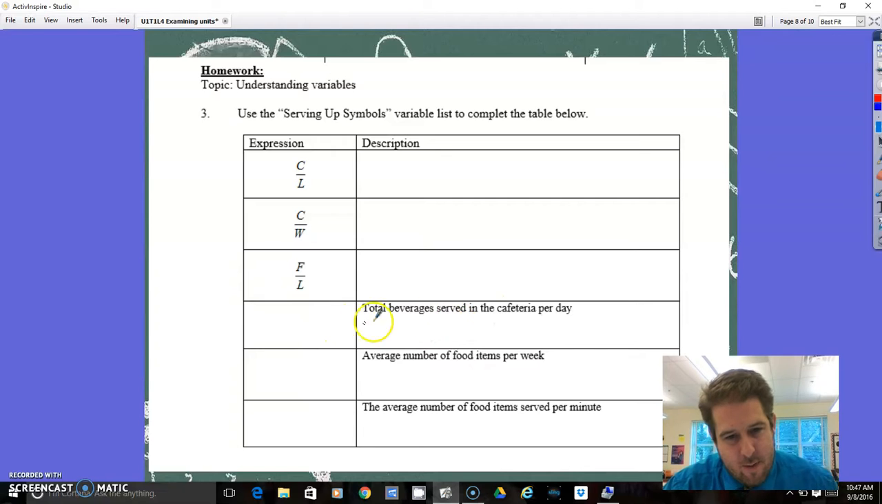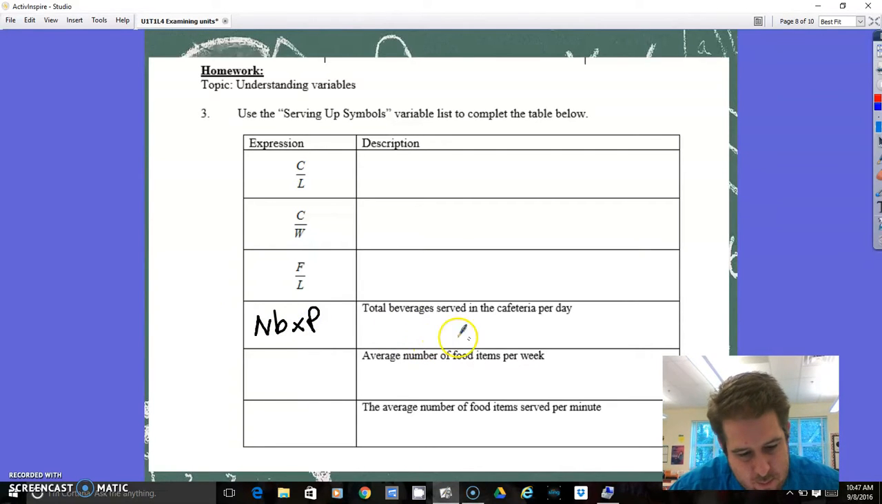All right, so now talking about this one, total beverages served in the cafeteria per day. That would be NB times P. The reason why it's NB times P is because that's the number sold per lunch, and you're multiplying by the number of lunches, which is going to give you the total amount of beverages sold per day. That's how many beverages sold in one lunch, and then you multiply by how many lunches there are. Like in Francis Scott Key, there's 3 of them. Let's say there's 200 in each. That's 600 beverages sold per day. All right, so that just makes sense.